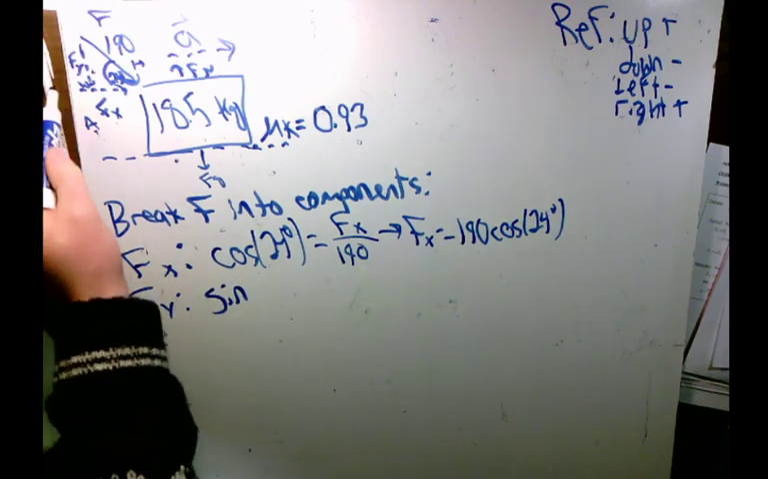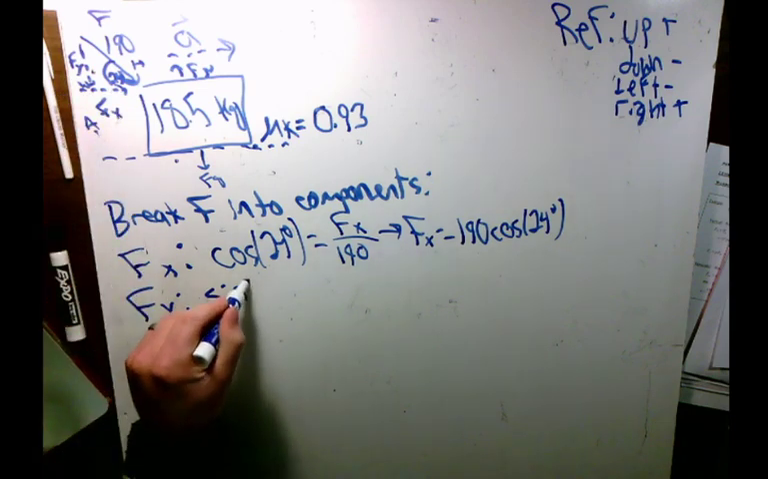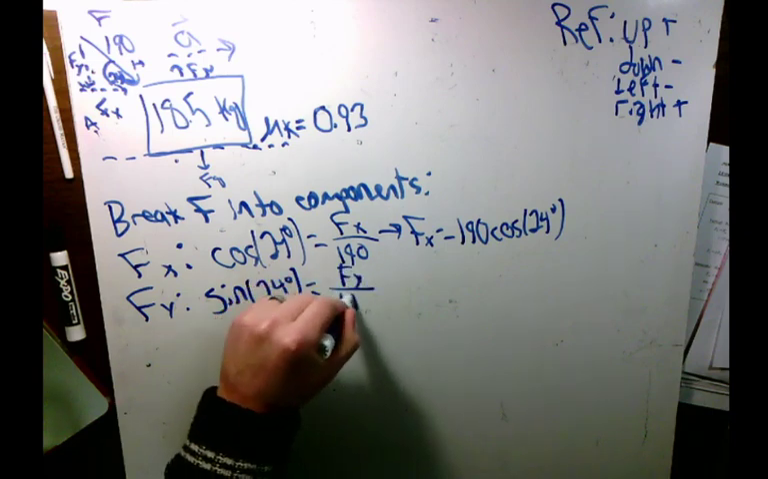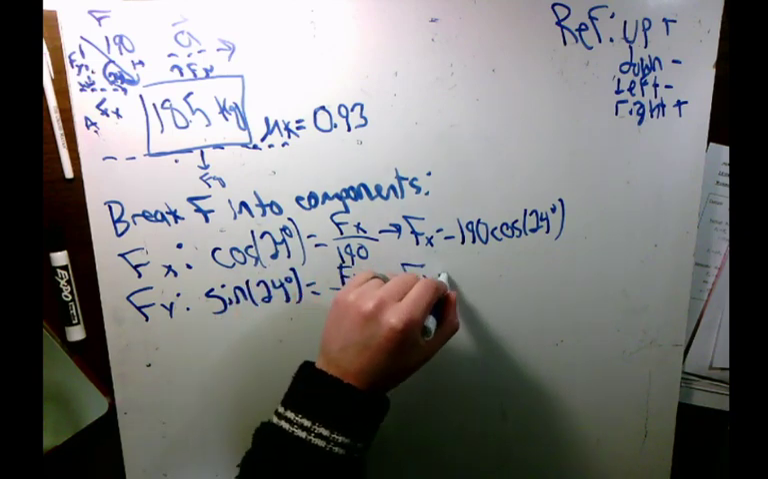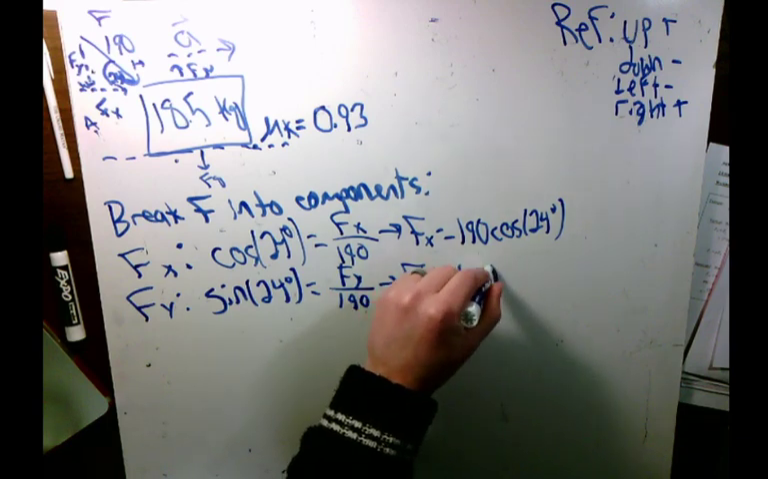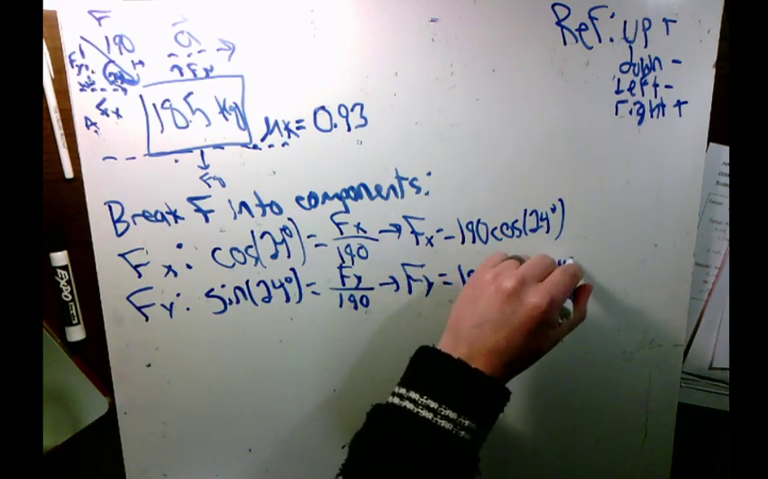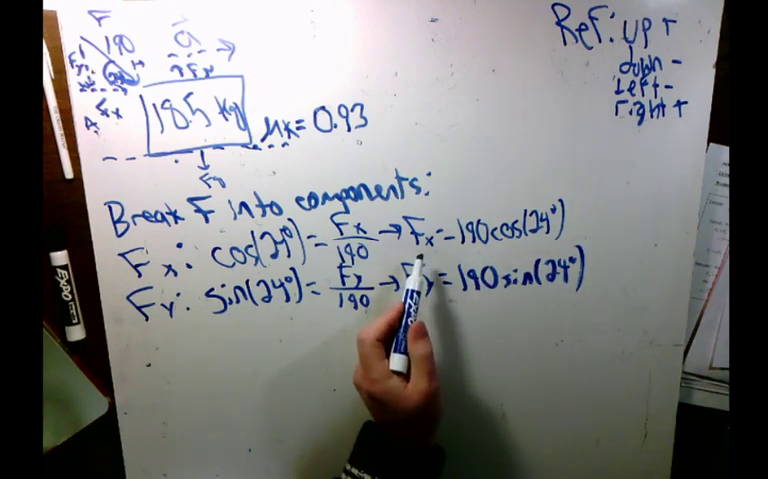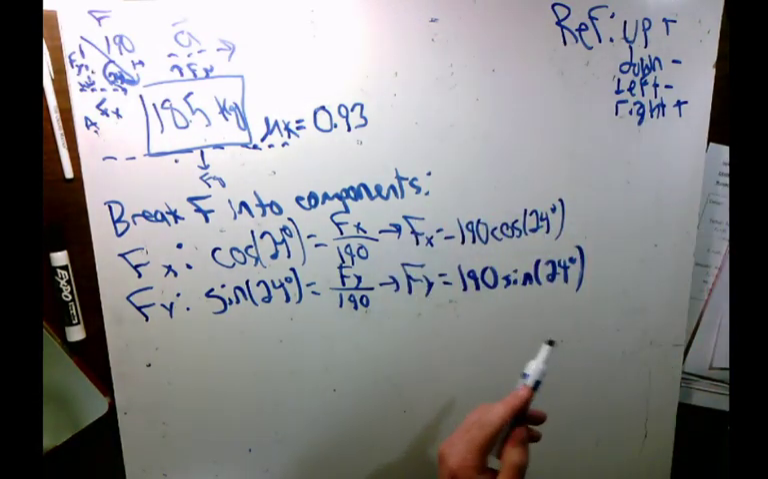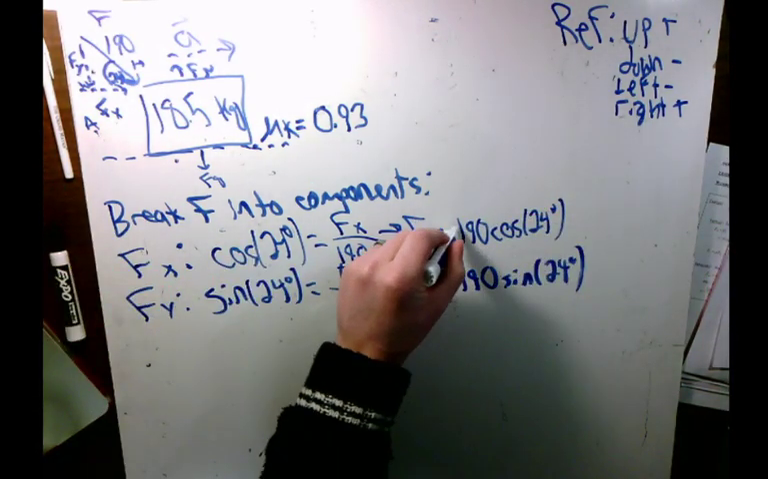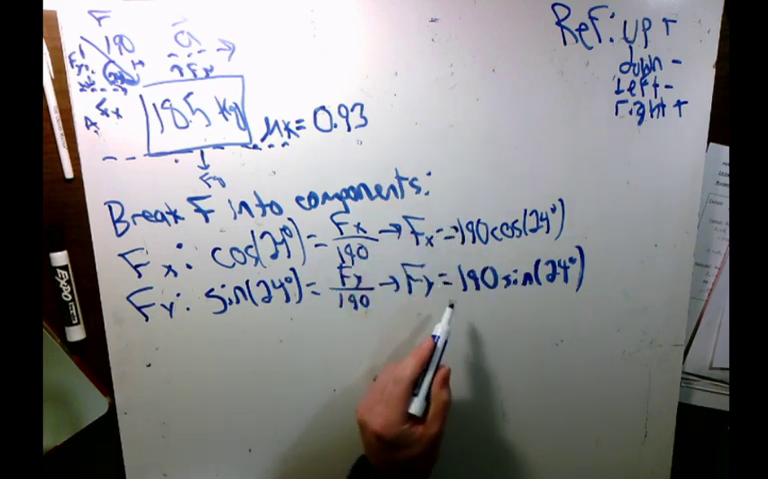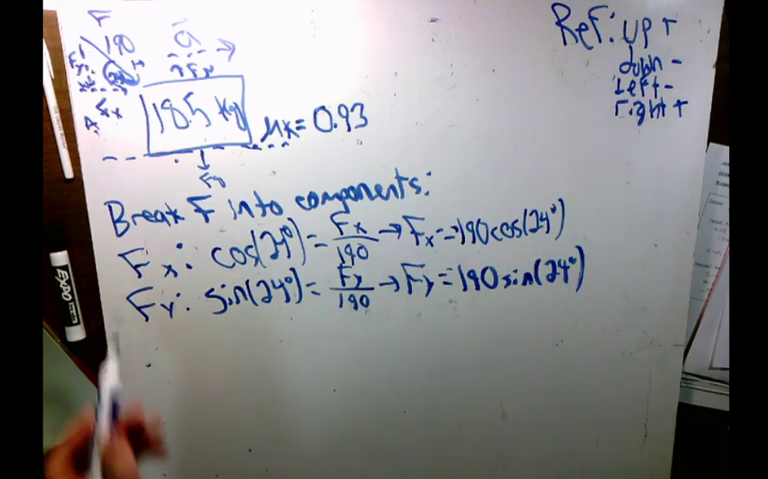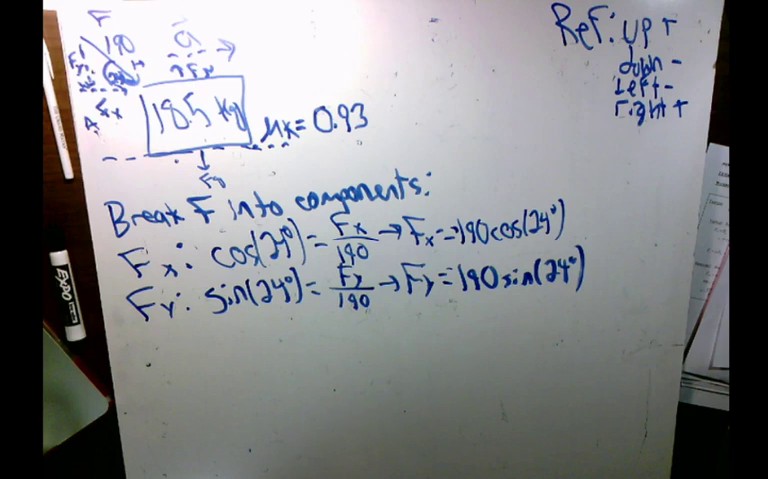So Fy is our opposite side over hypotenuse, so we're going to be using sine 24 degrees is equal to our y component over 190. So very similar to our Fx, we have 190, but now we have sine of 24 degrees. Okay, and both of those, according to my reference system, right is positive, so this would be positive, and according to my reference system, this is negative. All right, so I have the components of this 190 newton force applied diagonally.